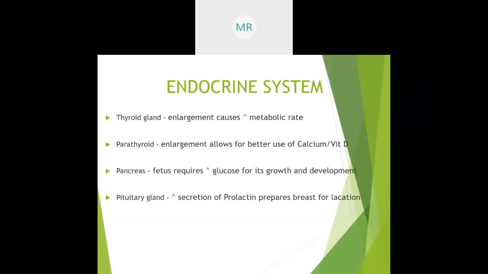So the pancreas also plays a part in the normal physiologic changes, and that's the fetus requires an increase in glucose for its growth and development. Okay. And then we have the pituitary gland, and that again has an increase in secretion of prolactin and prepares the breast for lactation.